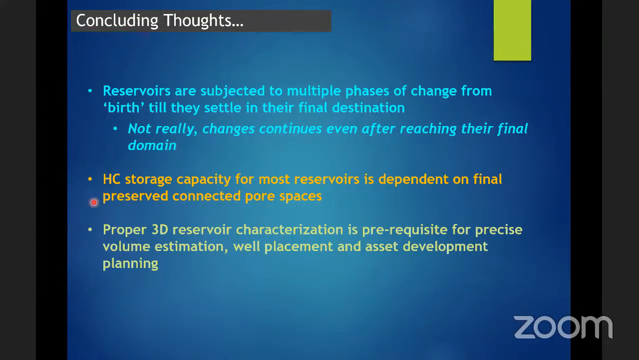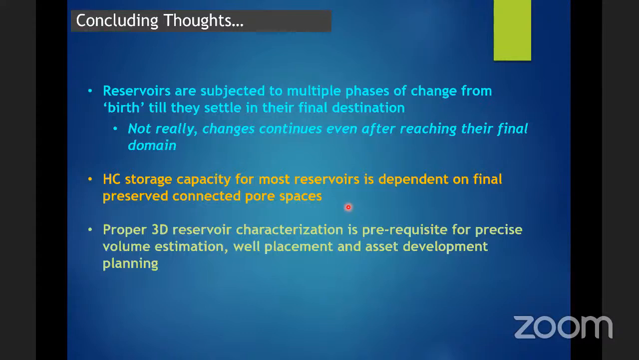So the second point is that hydrocarbon storage capacity for most reservoirs depends largely on the final preserved connected pore spaces, not the initial one that you saw. If you remember the video we watched, not that initial sand that was all friable and very loose. No, that's very porous. But as it gets buried and as it gets squeezed, the property reduces, the porosity, the connected pore spaces reduce, and ultimately some other processes can even further reduce it. And then what you get is what is able to keep hydrocarbon at the end of the day.